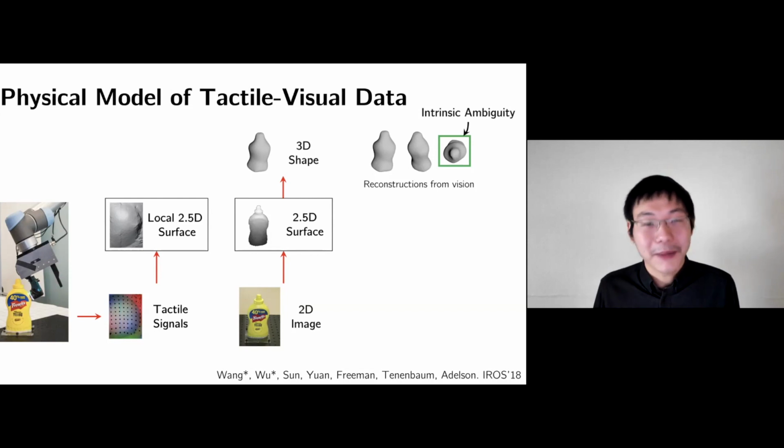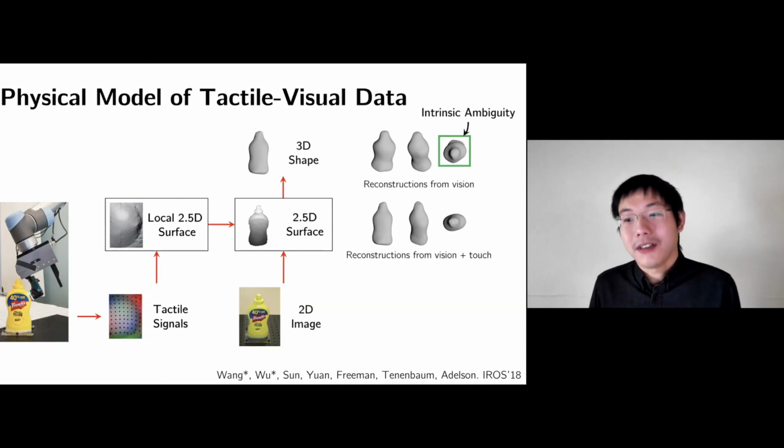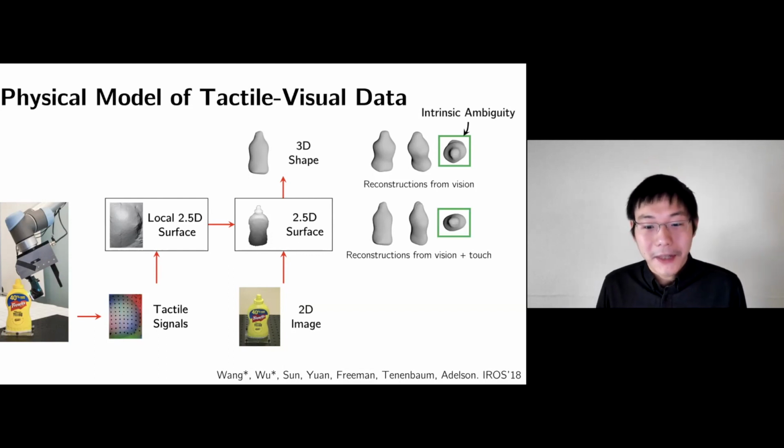But it's not a visible surface, it's the tactile surface. It's a local 2.5D surface, which can be naturally integrated into our system for 3D shape completion. So you're completing from the local surface in addition to the visible surface from the images. And this gives you a better reconstruction where the thickness of the bottle especially can be better estimated.